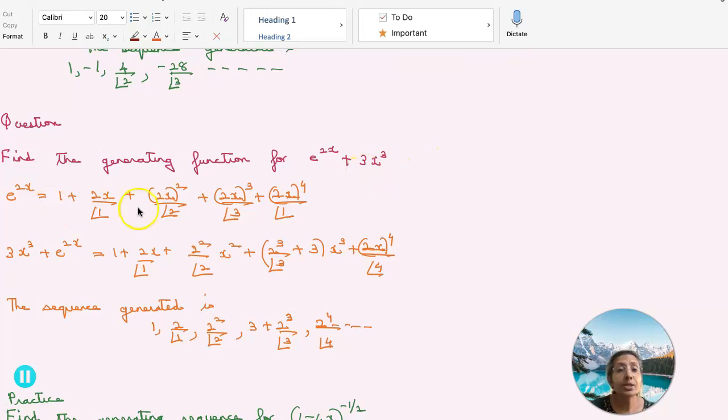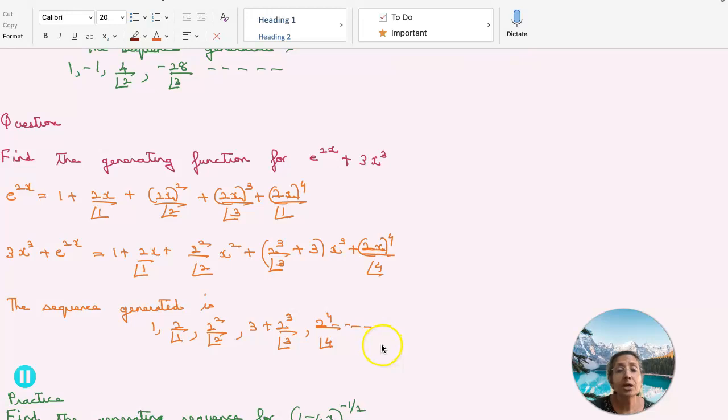Because what is the expansion of e raised to x? 1 + x by 1 factorial + x squared by 2 factorial + x cubed by 3 factorial and so on. So 3x cubed + e raised to 2x becomes 1 + 2x by 1 factorial + 4x squared by 2 factorial + 2 cubed x cubed by 3 factorial + 3 into x cubed + (2x)^4 by 4 factorial. So what are we doing? We are grouping 3 with the term in x cubed. So the sequence generated will be 1, 2 by 1 factorial, 2 squared by 2 factorial, 3 + 2 cubed by 3 factorial, 2 raised to 4 by 4 factorial and so on. We could also write it directly.